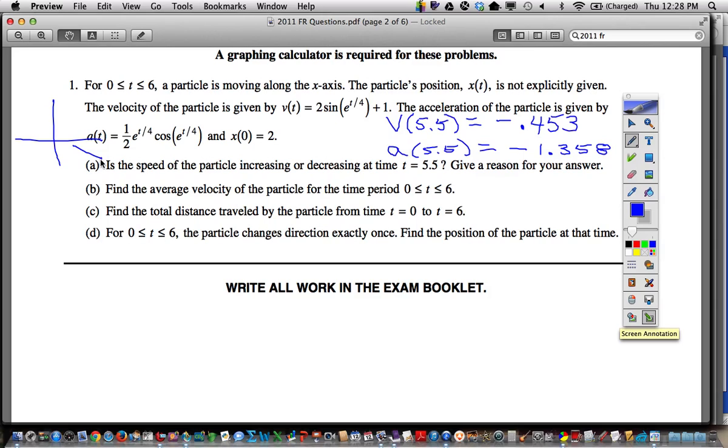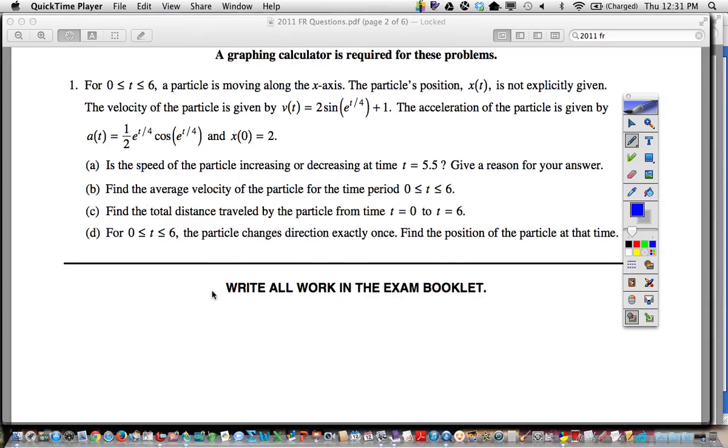If you said that the velocity graph, and maybe even drew a quick little sketch of it, at 5.5, the velocity graph is negative and decreasing, that would be enough to say so the speed is increasing. All right, so that's good. And that's another way to look at that one. All right, let's go to number 2.